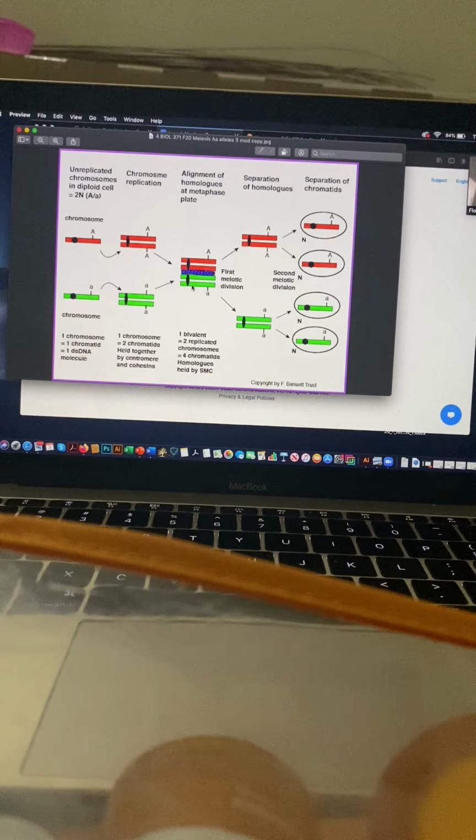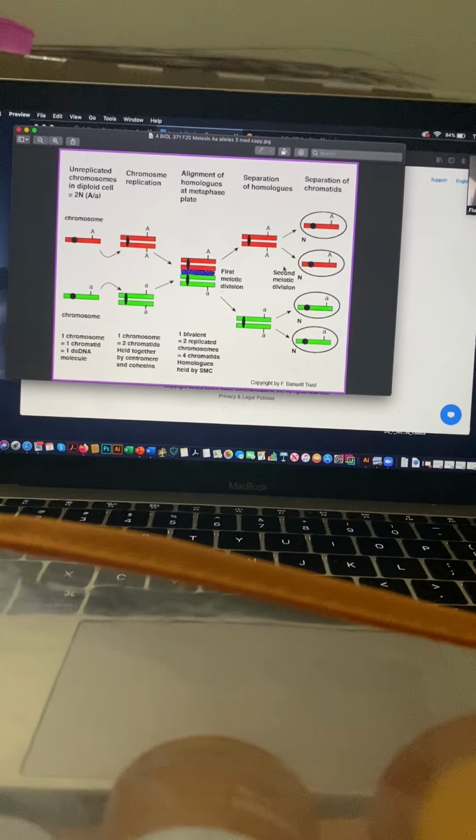And then again, you have one bivalent, which consists of two replicated chromosomes, one red, one green, four chromatids, two red, two green. And during the first meiotic division, the homologs separate, so the one having the big A allele goes to this pole, and the one having the little a allele goes to the opposite pole.